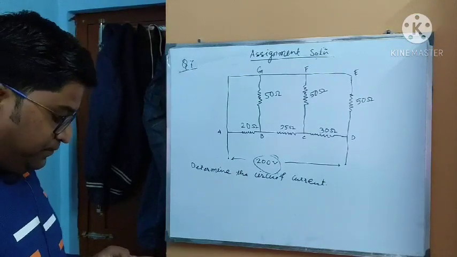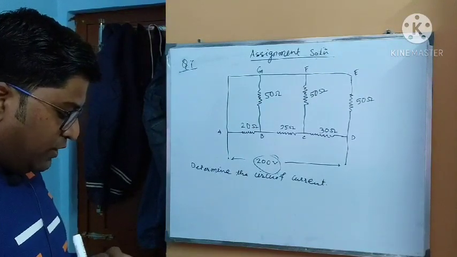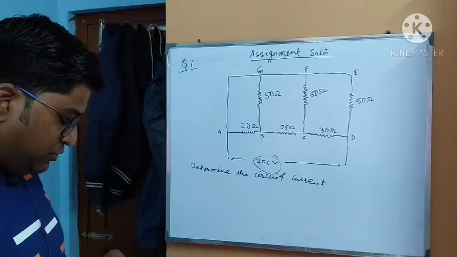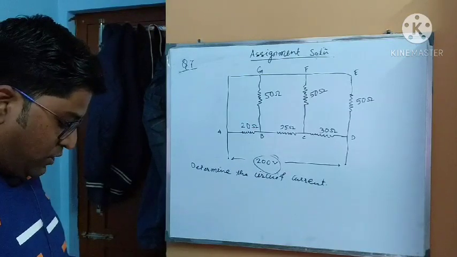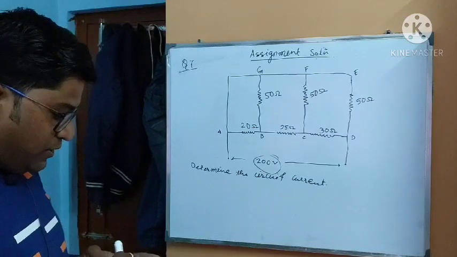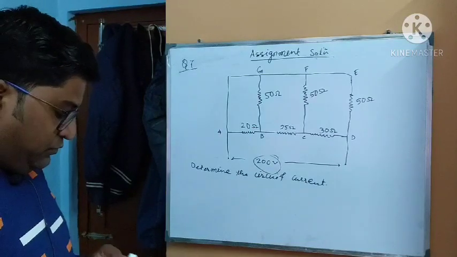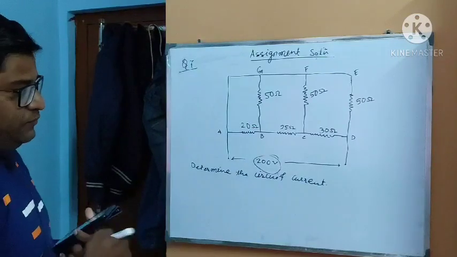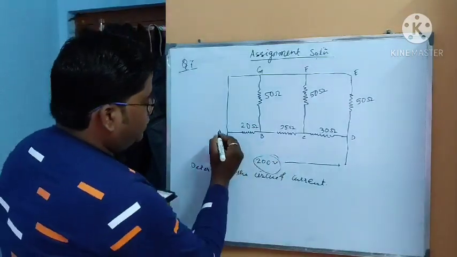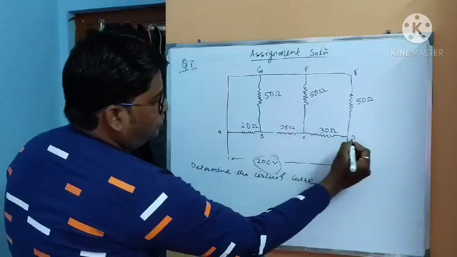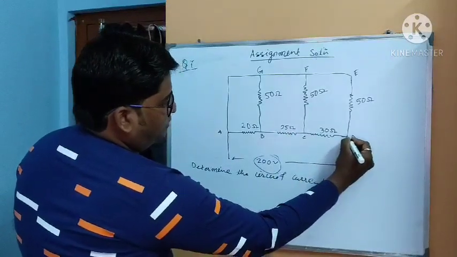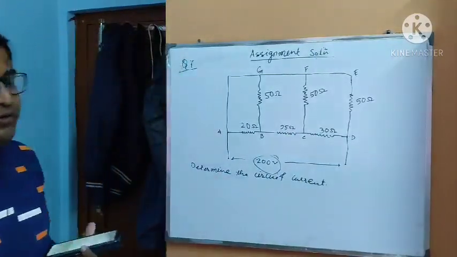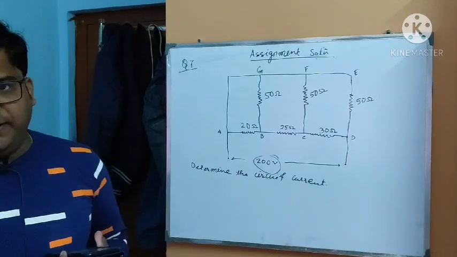So first, we need to identify and understand what the total resistance is and what the possible combinations of resistances available within this circuit are. This is the problem figure. We can clearly understand that we need to define the value of resistance offered by these two terminals, in between A and D.